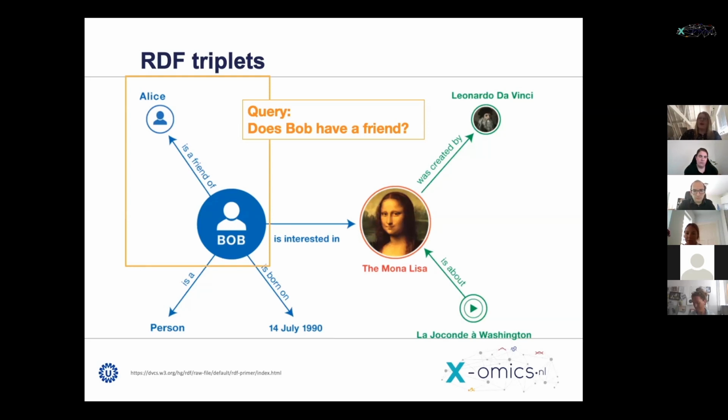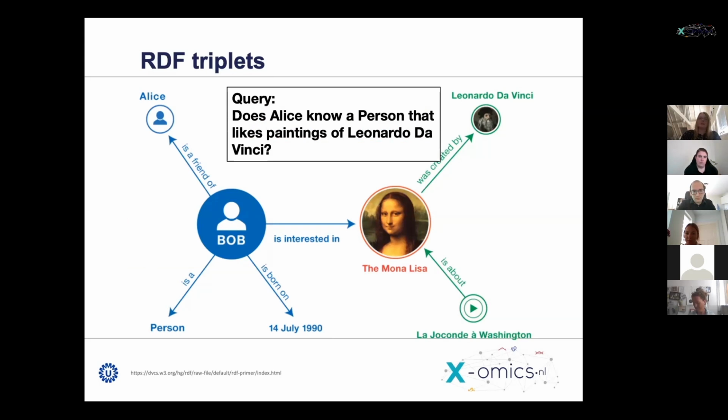And now we can ask more complex questions to fully facilitate the power of this knowledge graph. Let's say we want to know, does Alice know a person that likes paintings of Leonardo da Vinci? The question actually has 3 parts. The first is, does Alice know a person? The second is a person that likes paintings. And the third is the paintings are of Leonardo da Vinci. Let's start. Does Alice know a person?